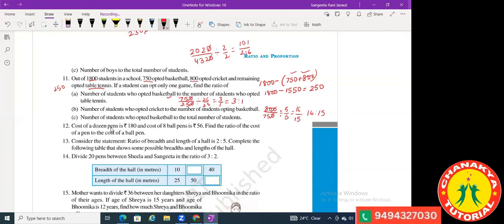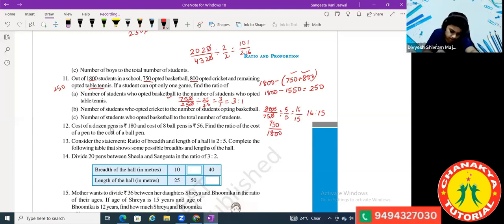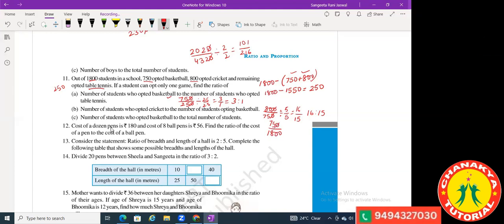Good. Now, number of students who opted basketball to the total number of students. How many played basketball? 750 is to 1800. Number of students who opted basketball to total students, 1800. So please find for this. Cancel the zero. Zero-zero cancels. Then now we can take 5 only. 5 fives are 15, so 15 is to 36.